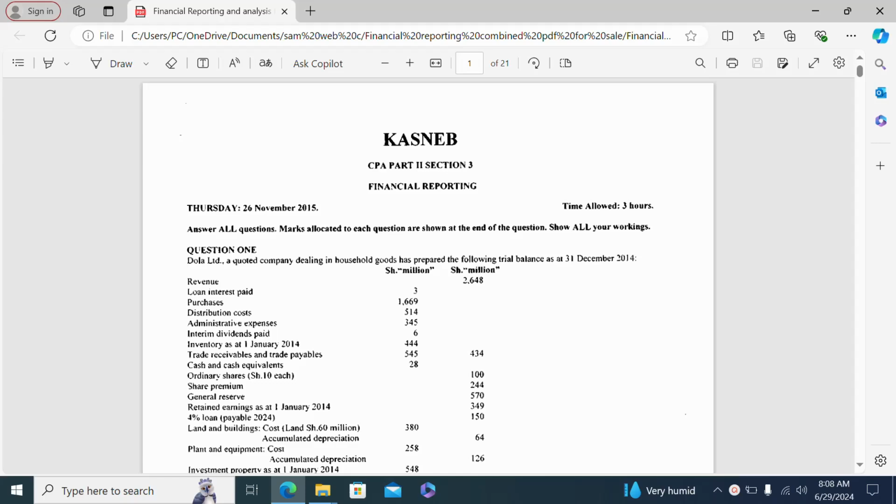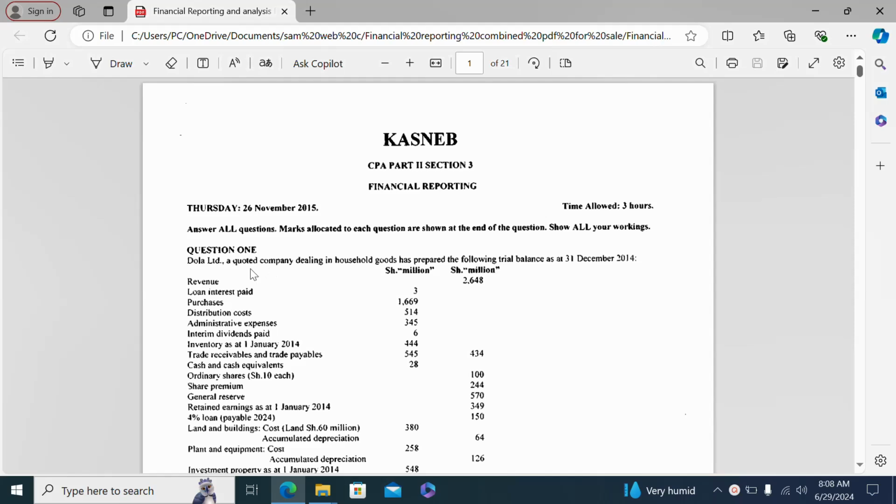This is the financial reporting paper which was tested by KASNEB on 26th of November 2015. I'm presenting this paper so that you can use it for revision of the upcoming financial reporting exam, which is usually tested by KASNEB for those doing CPA. This was called CPA Part 2, but currently it is being called CPA Intermediate Level.